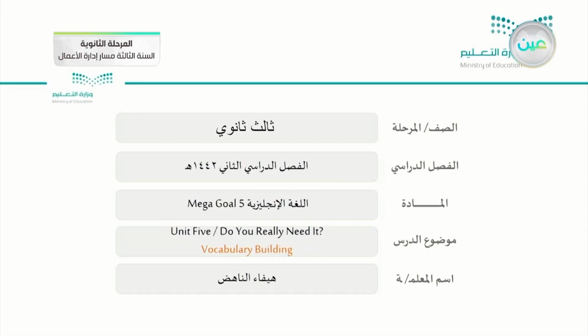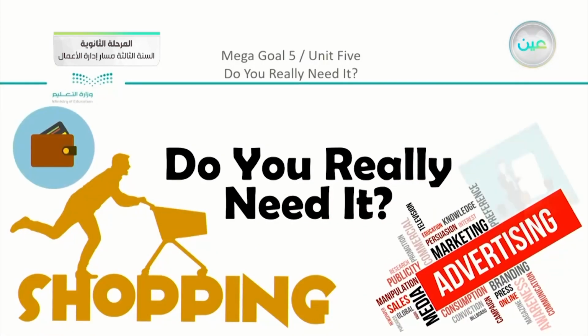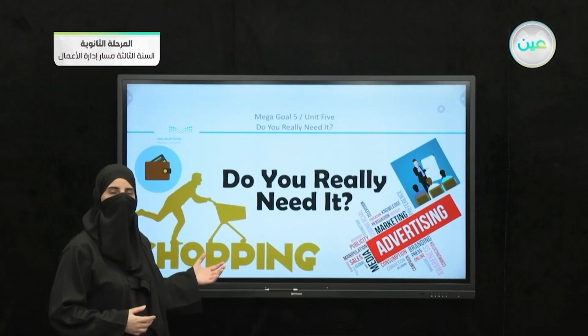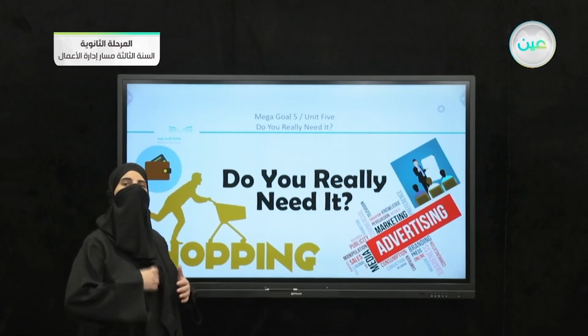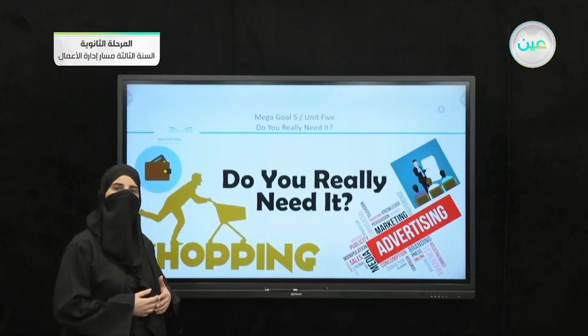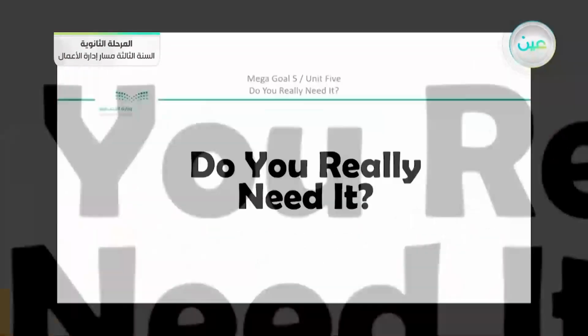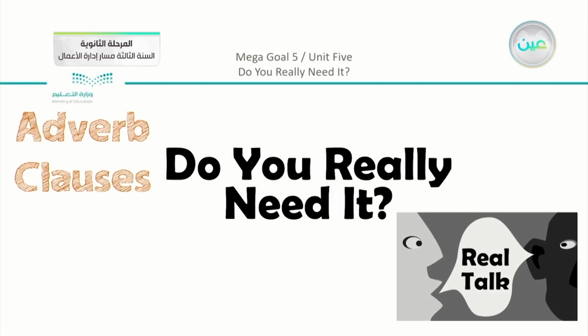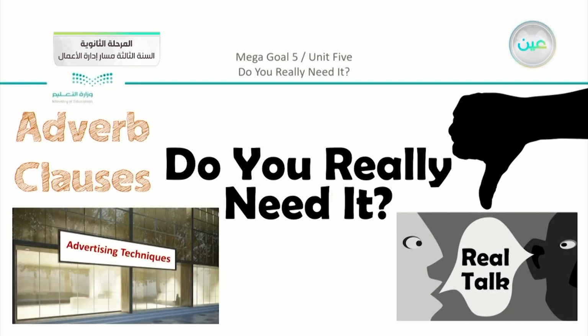We have here Unit 5. Now the title of the unit is Do You Really Need It? And within the unit you can see that we talked about different topics concerning advertisement, about shopping. We took something about advising against something, and we had the pronunciation too. Once again, you can see that we have adverb clauses also, and the Real Talk are also parts of what we talked about. And as we said, we have different types of phrases and different types of pronunciation.